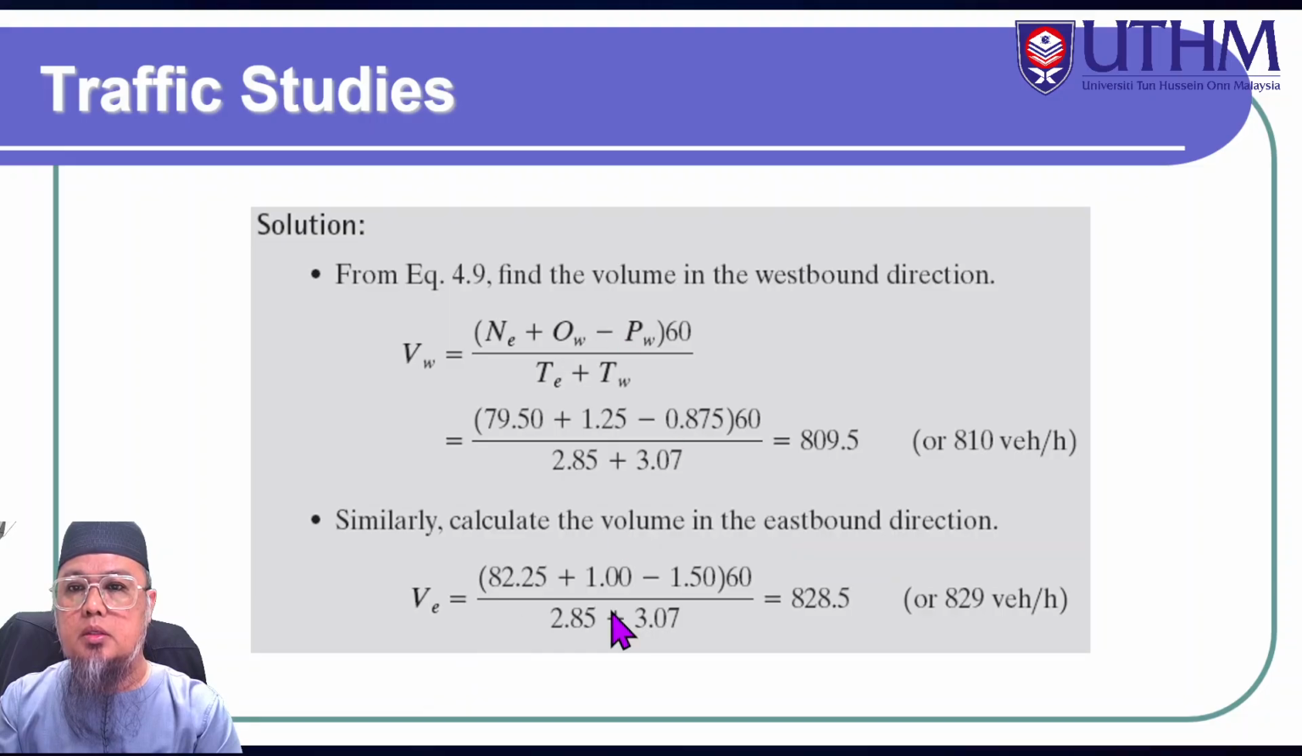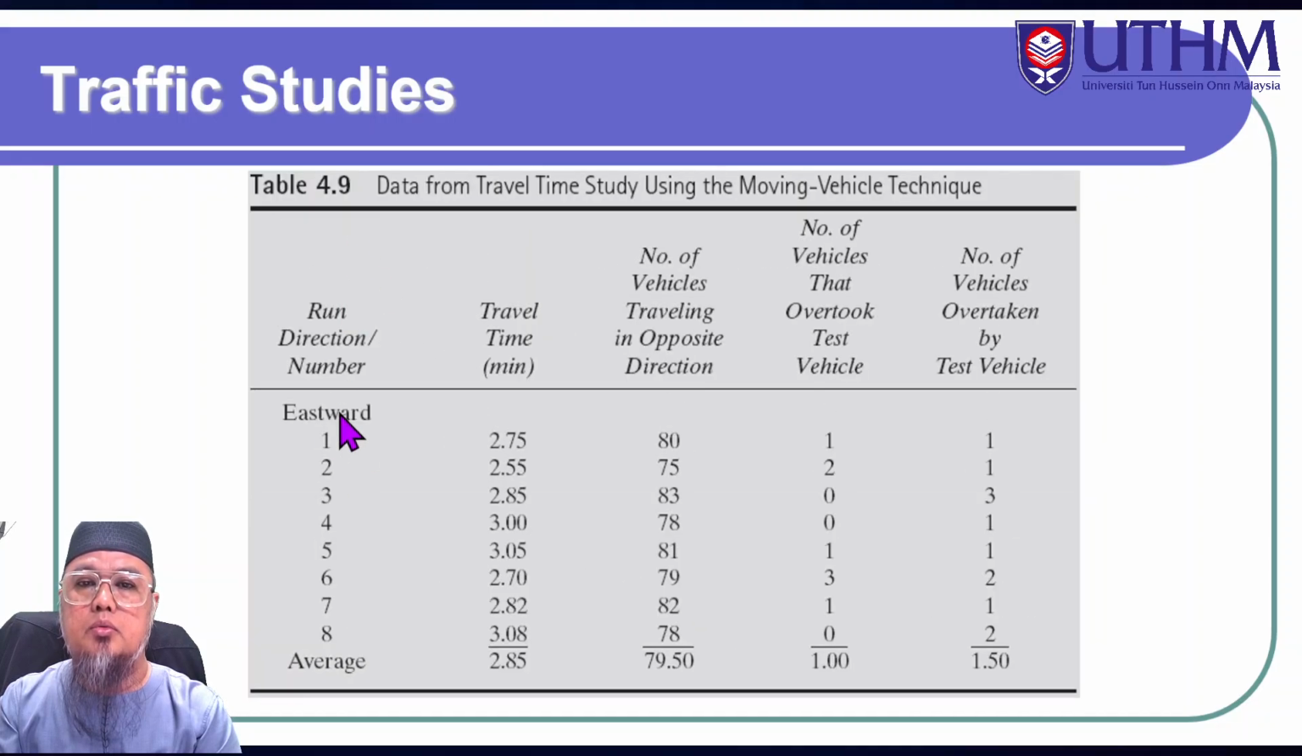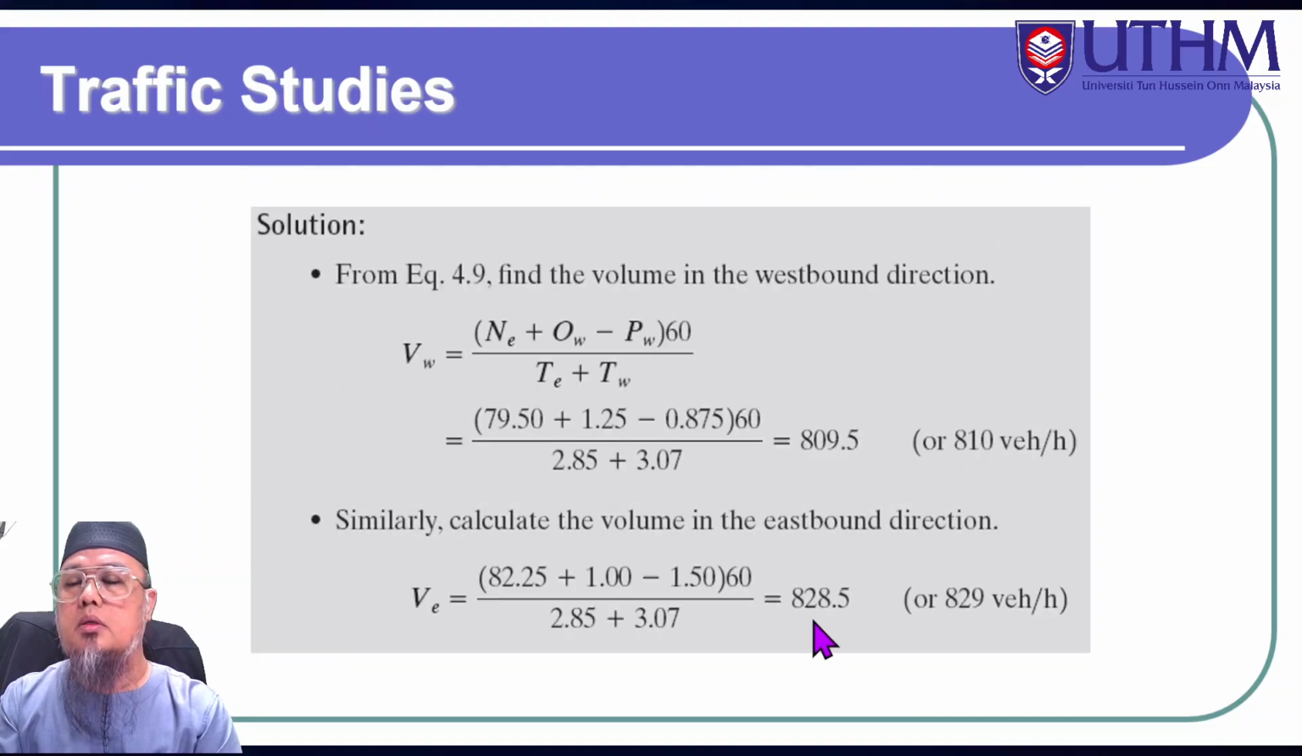So we use a quite similar formula, but a different table. Of course, a different table. This one is west, this one is east. So now we go to the eastward table. Okay, we obtain a slightly higher volume compared to the west, almost 829 vehicles per hour. From this particular volume, now we can determine the average or mean travel time for both directions.